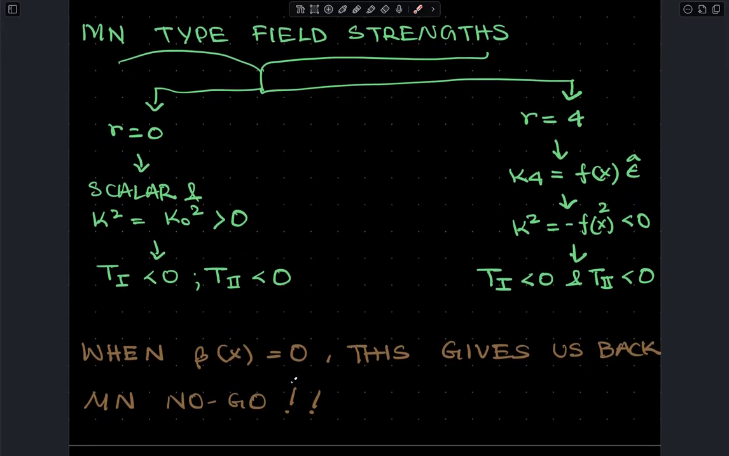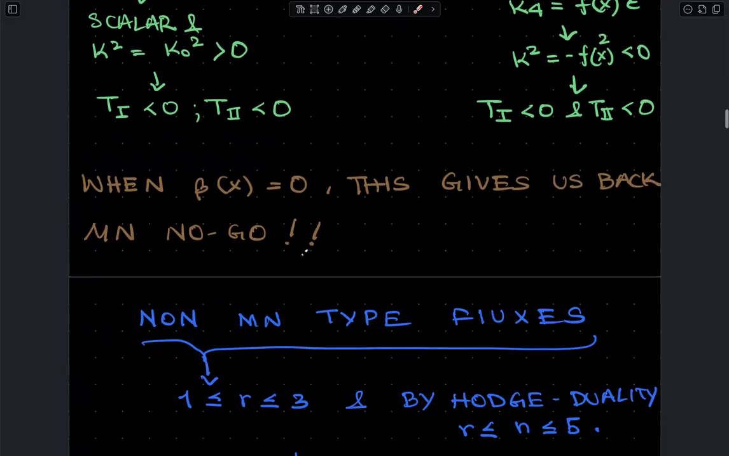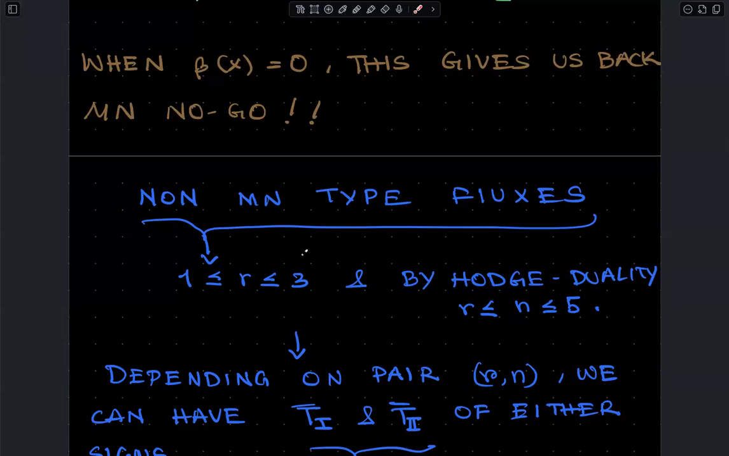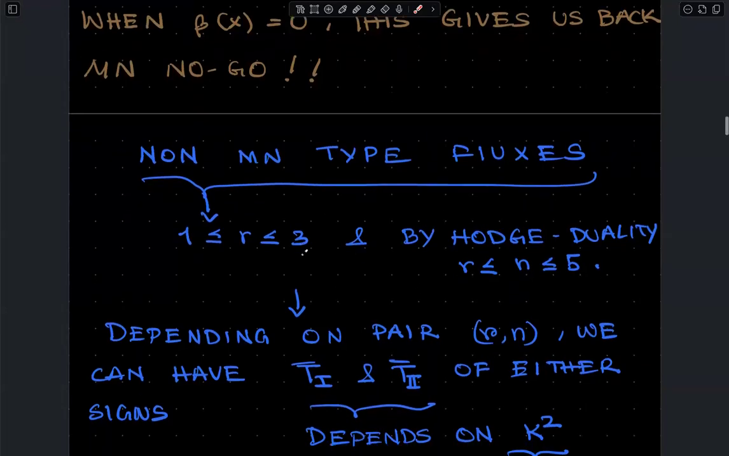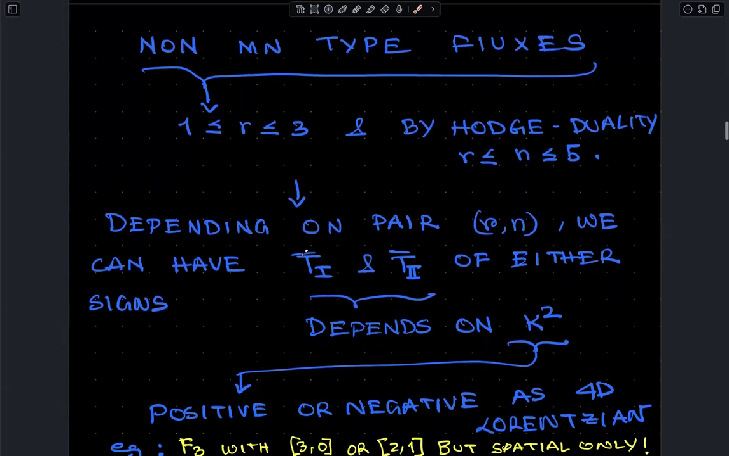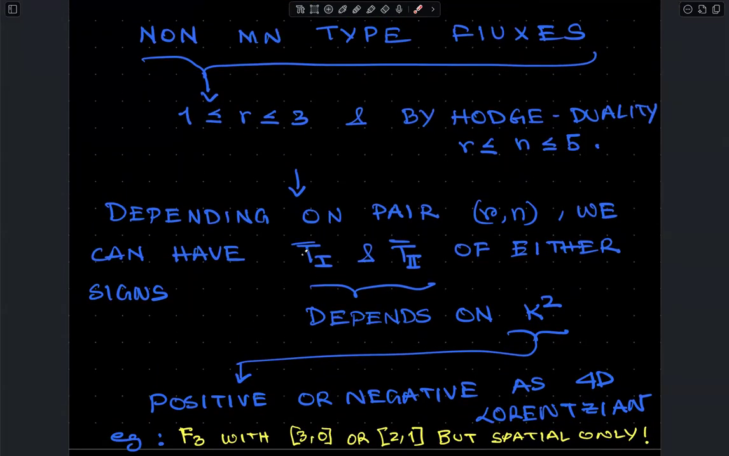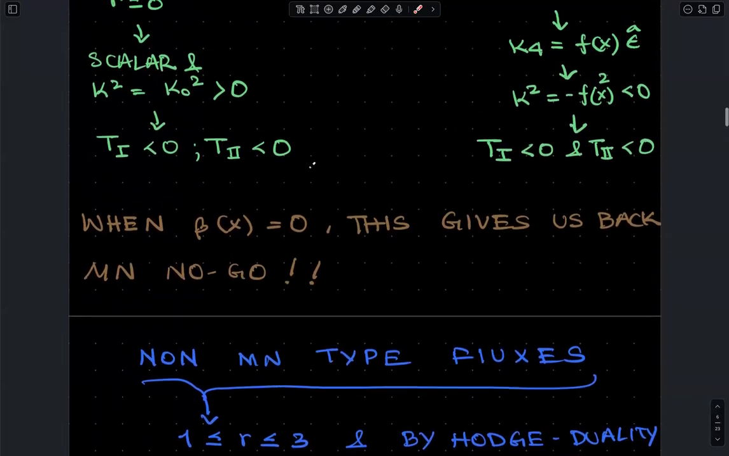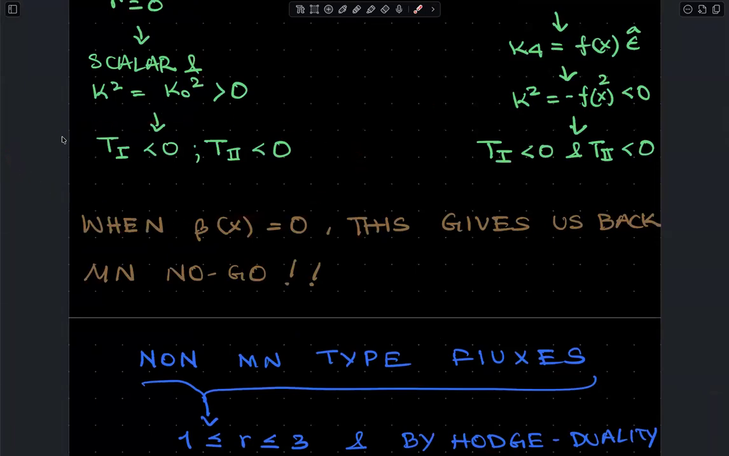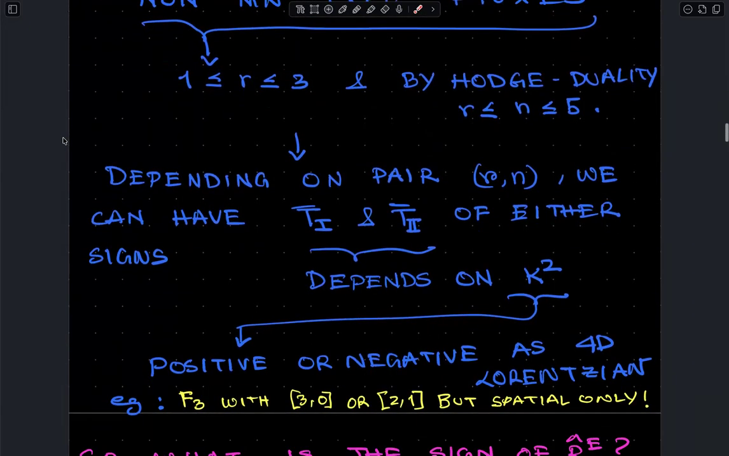Now let's say we do the opposite. That is, if we have legs along 1 or 3 of the non-compact space directions. In this case, things become more interesting because now T_i and T_ii bar can have either sign. For example, if you have an F3 with a 3,0 or 2,1 component, but only legs in the spatial part of the external space, then you generate a positive contribution to T_i and T_ii bar, whereas for the Maldacena Nuñez type fluxes, we were only generating negative contributions. Okay, so this is the case.